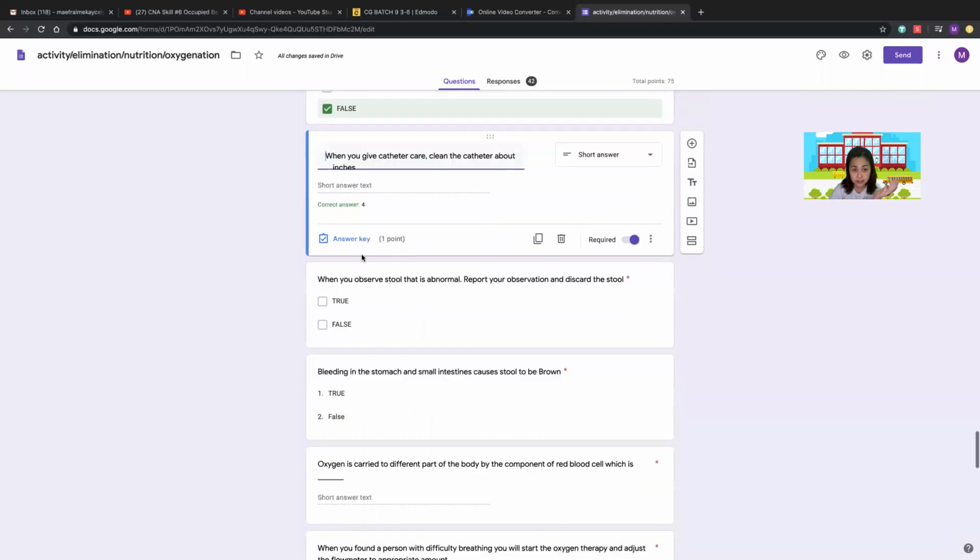When you give catheter care, clean the catheter about how many inches? Okay, so the answer is 4 inches.